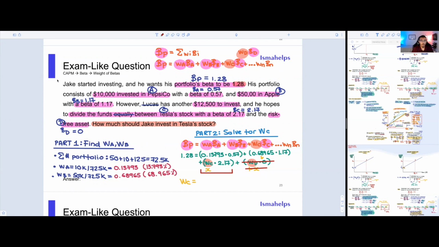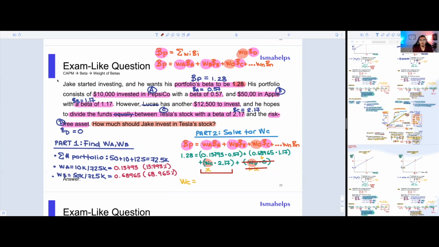We know that we've also invested ourselves into Apple, right? 50K over 72.5K. That's going to represent 68.8965%. And we're going to multiply that by a beta of 1.17, which is also there. Then we're going to add the x times 2.17 because x will represent the weight that's going to be invested in Tesla, while 2.17 represents the beta of Tesla. So we do have that as well.